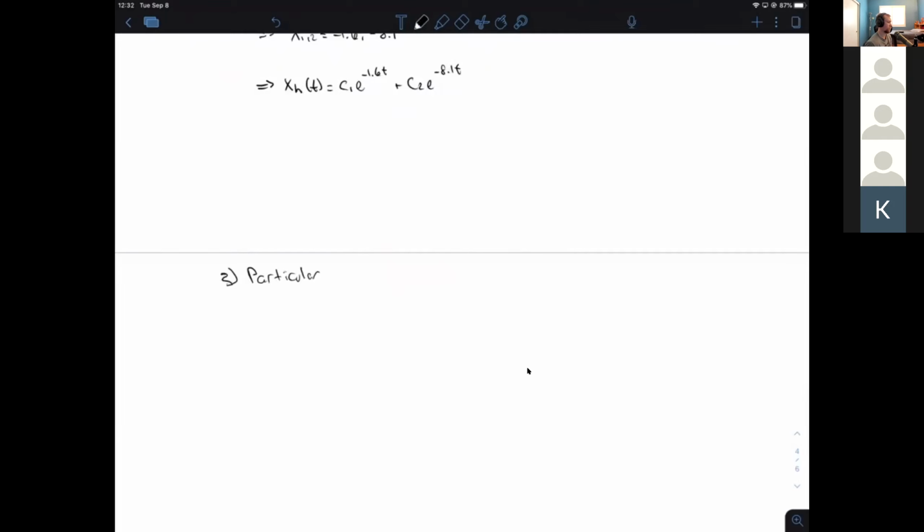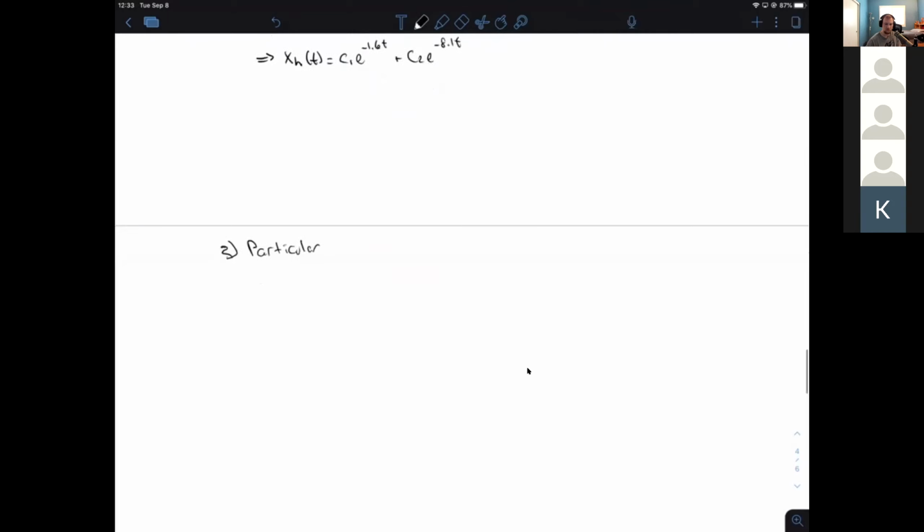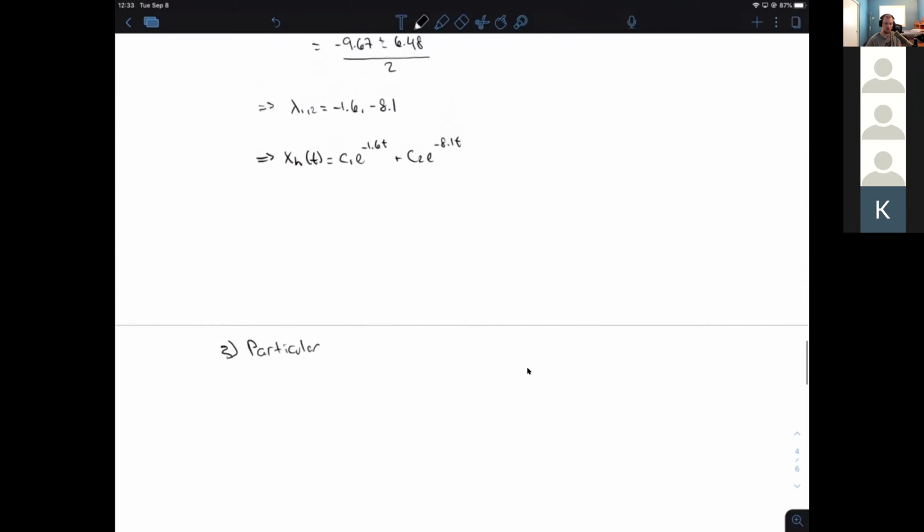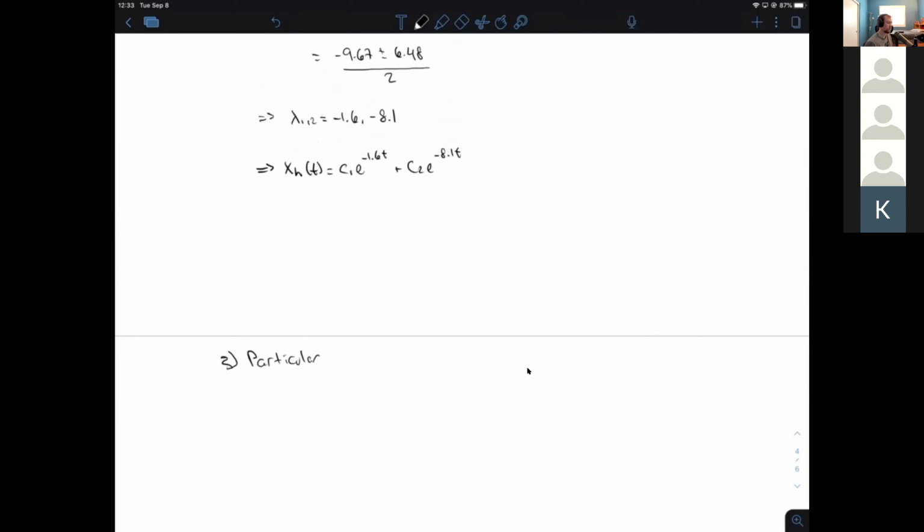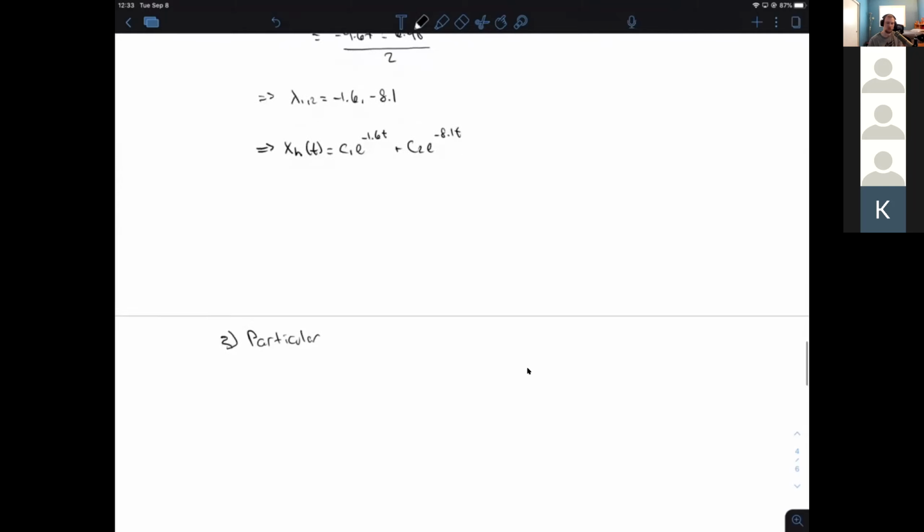So if you remember in your book, you have some table where they would show you, for the right-hand side of the equation, what you need to use to solve for that particular solution. Okay, so for us, we have a cosine function for the particular solution. So to solve for this, we're going to write xp of t equals a times cosine of t plus b sine of t.